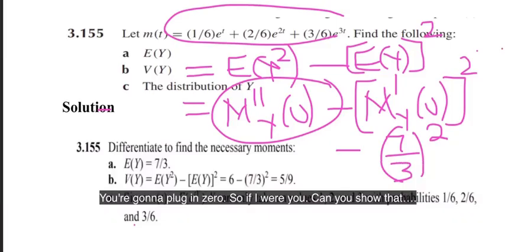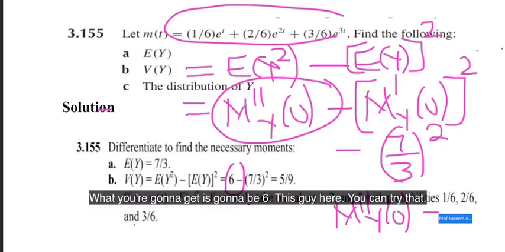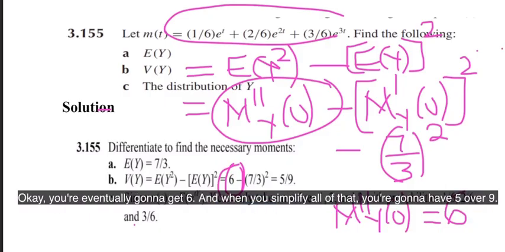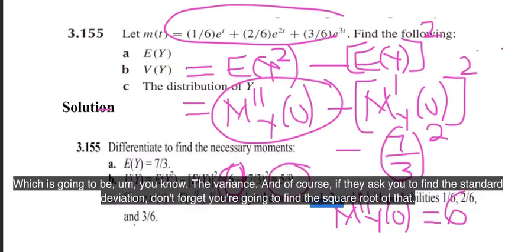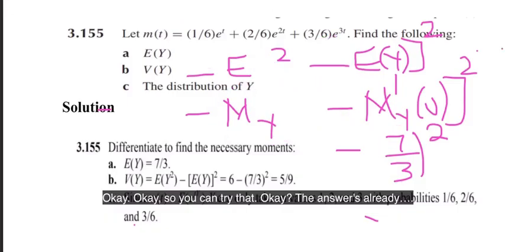So if I were you, try to show that after differentiating twice and plugging in 0, what you're going to get is 6. You can try that. When you simplify all of that, you're going to have 5 over 9, which is the variance. And if they ask you to find the standard deviation, don't forget you need to find the square root of that. You can try that; the answer is already there.